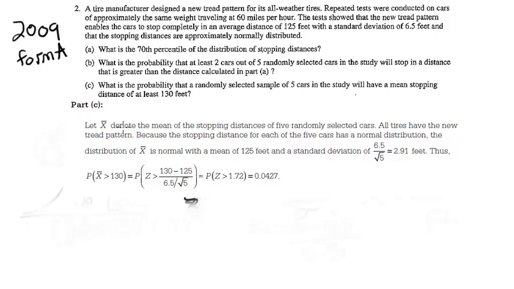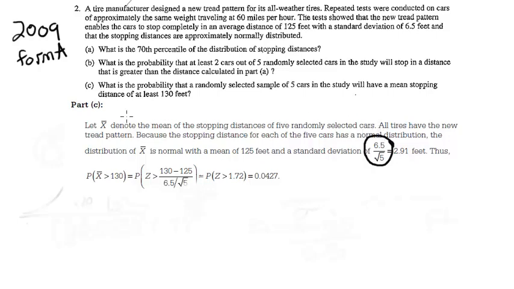And now for the last part, part C here. Now we're randomly selecting 5 cars. So what that means is that the mean of the sampling distribution is still going to be 125 feet, but the standard deviation of the sampling distribution is now going to be 6.5 feet divided by the square root of 5, 6.5 being the standard deviation of the original distribution of the stopping distances of just single cars.